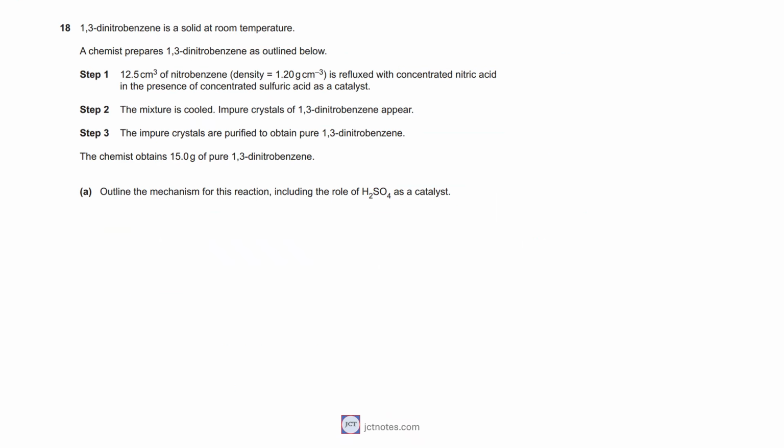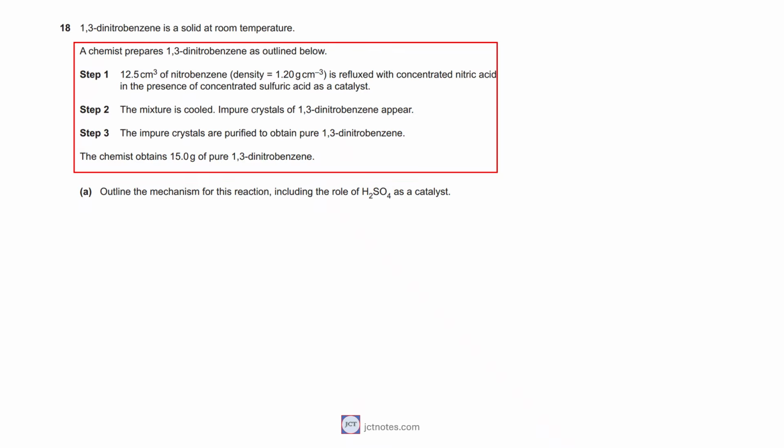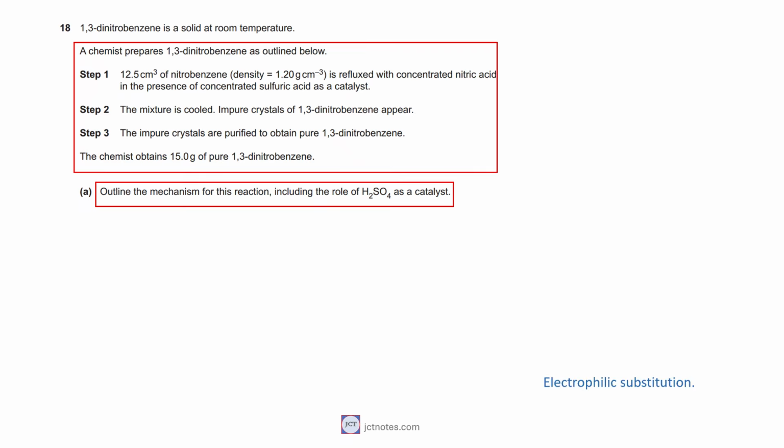Question 18 is about the preparation of 1,3-dinitrobenzene by a provided method. In Part A, we are asked to outline the mechanism for the reaction in the provided method, including the role of sulfuric acid as a catalyst. The reaction is an example of an electrophilic substitution.